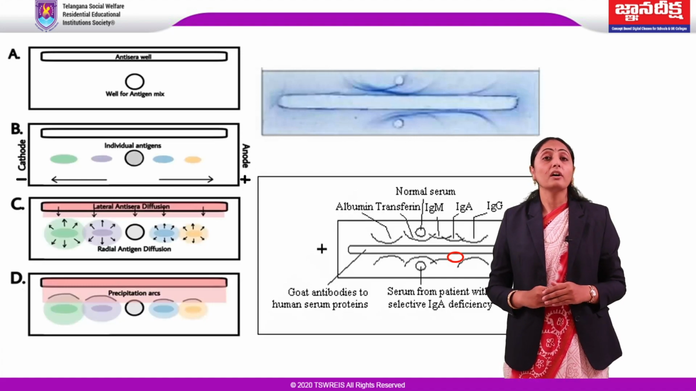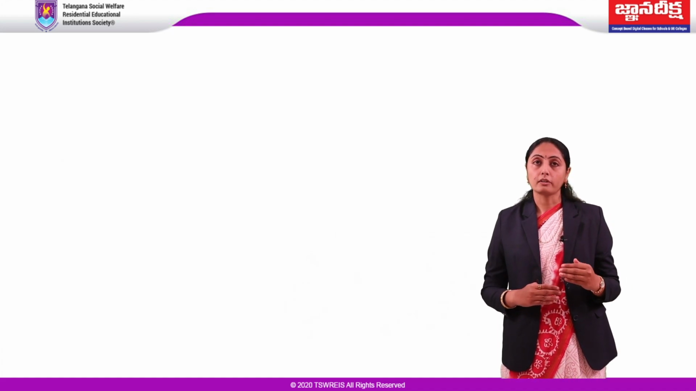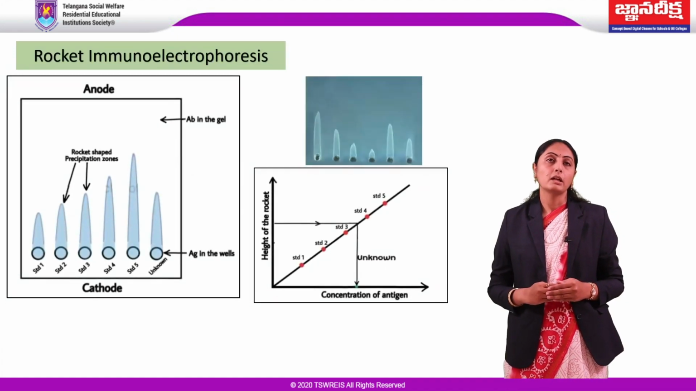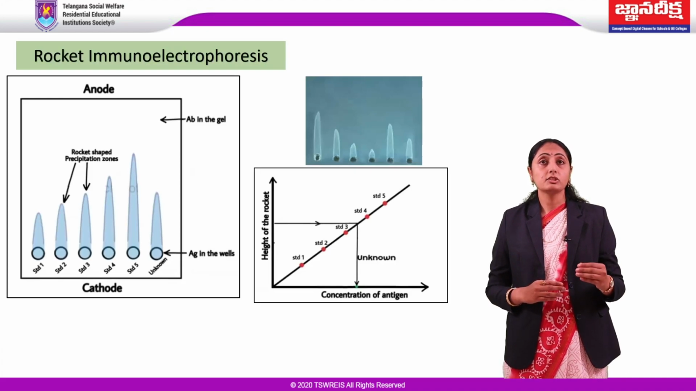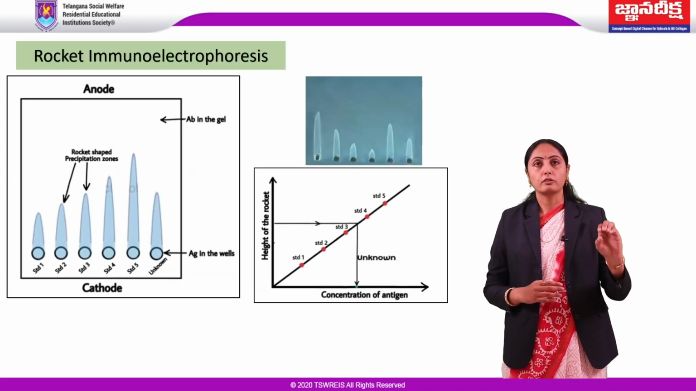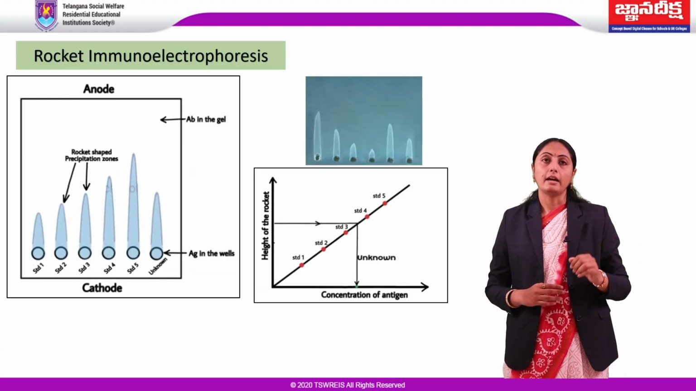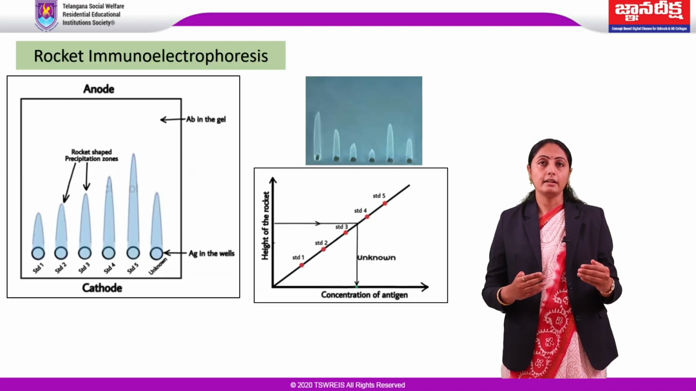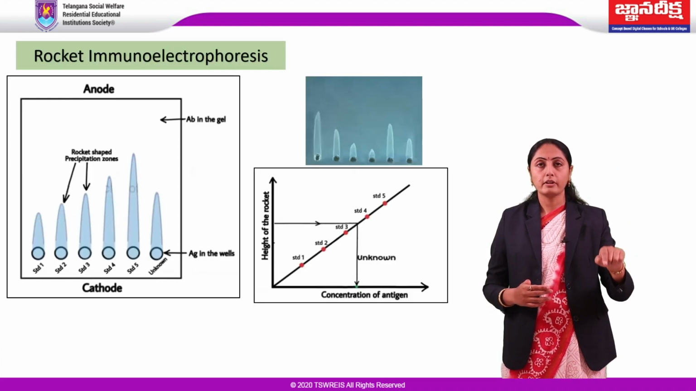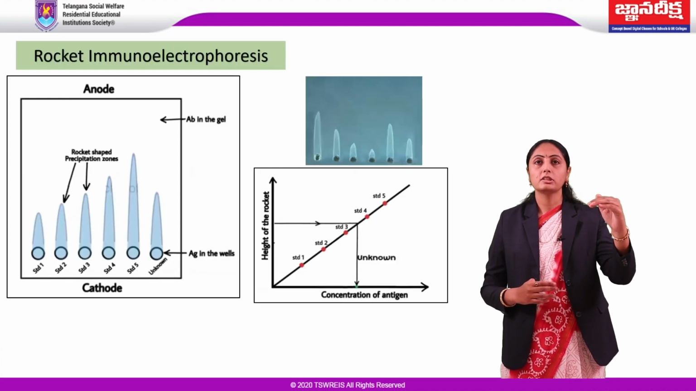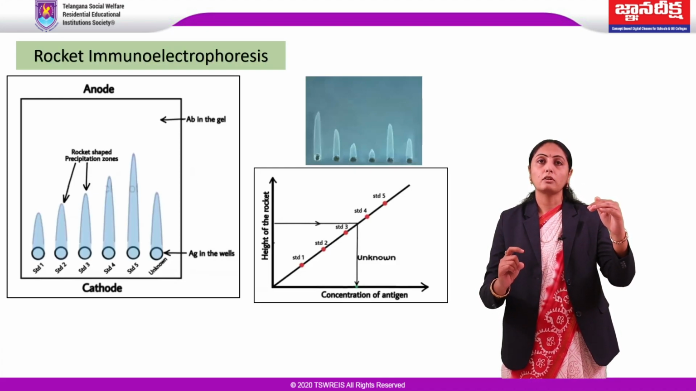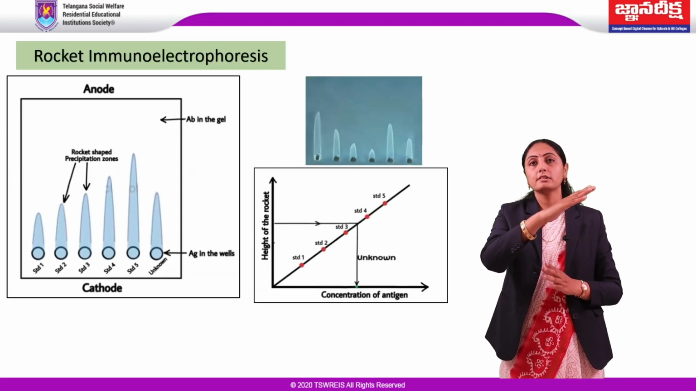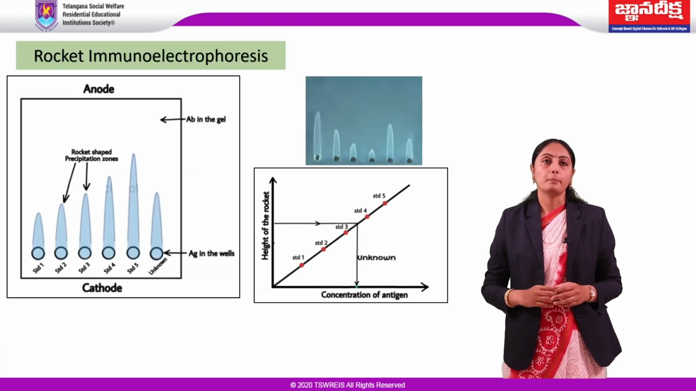A related quantitative technique is rocket electrophoresis, which measures antigen levels. In this technique, a negatively charged antigen is electrophoresed in a gel containing antibody. The precipitate formed between antigen and antibody has the shape of a rocket, the height of which is proportional to the concentration of antigen. With the help of a standard graph, the concentration of antigen in the sample can then be quantitated.